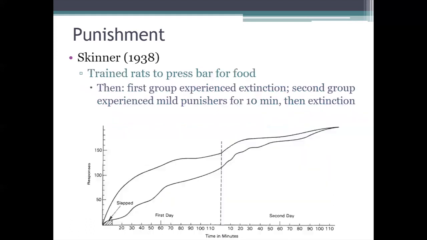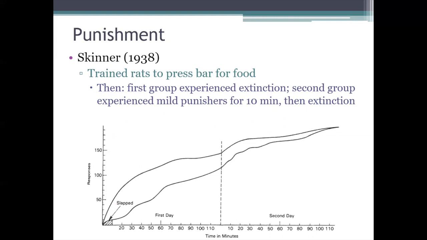And Skinner came to that conclusion on the basis of his own research with rats. And so, in that research, what he did was he first trained the rats to press a bar in a Skinner box. So, he reinforced them with food for doing that. Then he put one group of rats through extinction. So, they just didn't get food anymore after they pressed the bar.